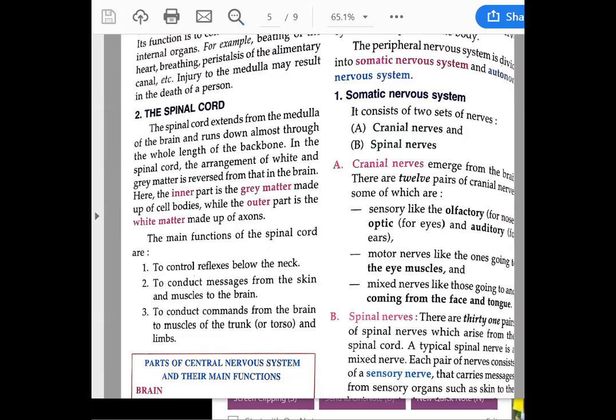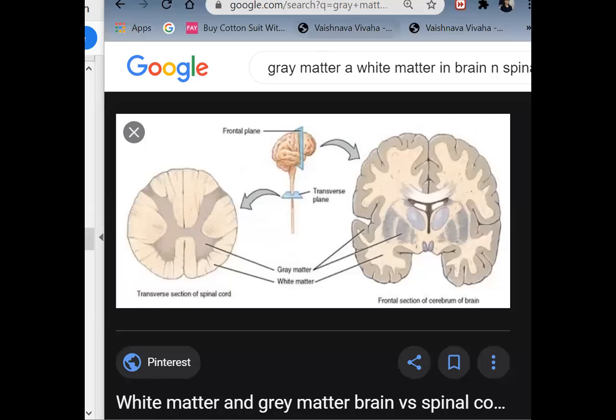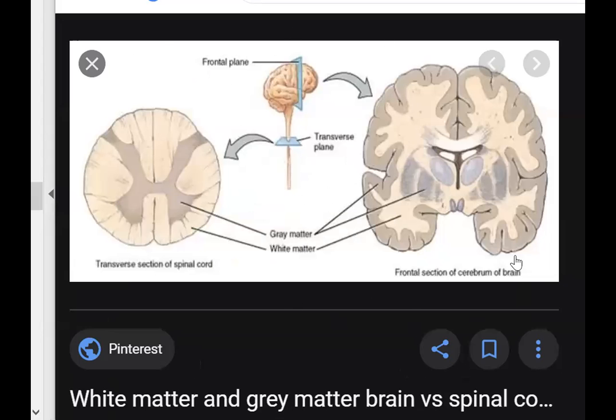I'm showing you one picture where you can actually understand this. See here, this is the brain. You can see the gray matter outside and white matter inside. This is how it looks. And when we see a spinal cord section, it is just the opposite. White matter is outside and gray matter is inside. So this is one of the important differences.